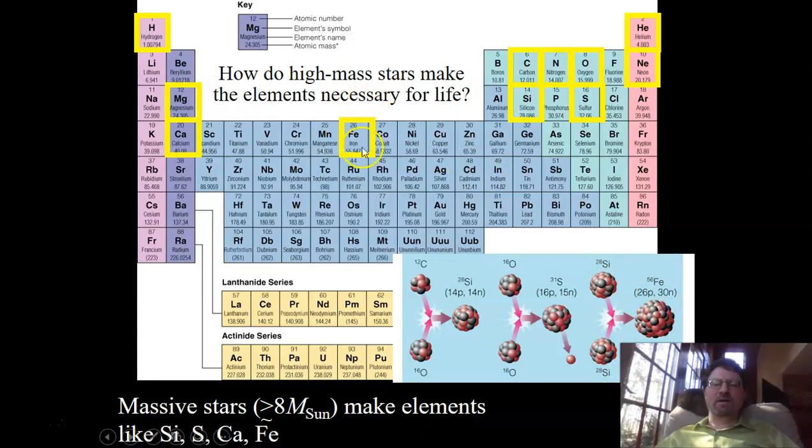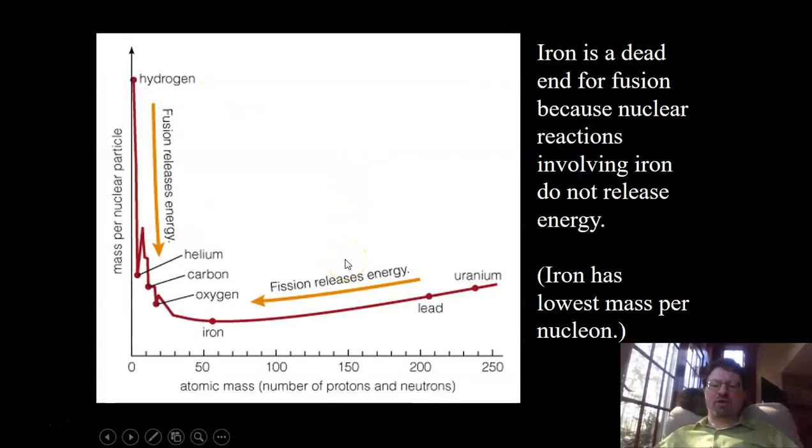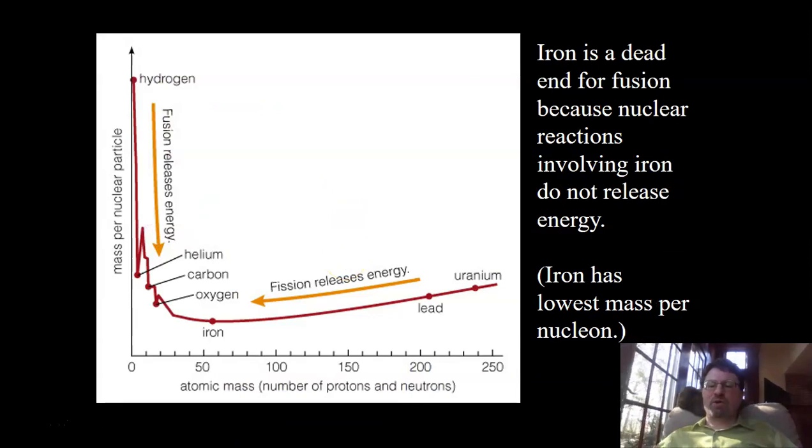And iron here is a special element on the periodic table. Stars more massive than about 8 solar masses can, through fusion reactions, make things all the way up to iron. Iron is special because it has the lowest mass per nucleon. And so if you imagine trying to add nucleons to iron through some fusion reaction, it has more mass per nucleon than it did before. Or if you fission it, it'll have more mass per nucleon than it did before. Either way, you're not going to be destroying matter by either fusing or fissioning iron.